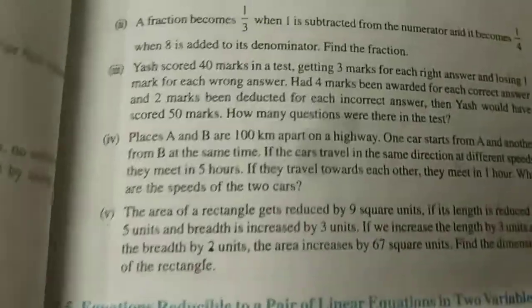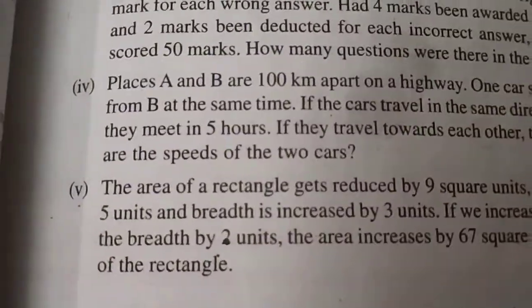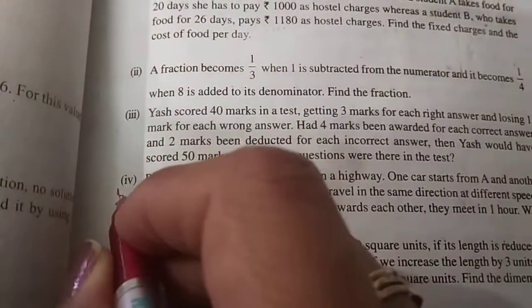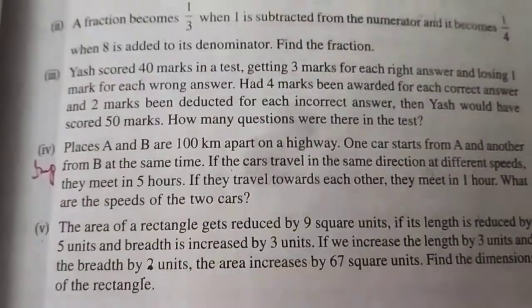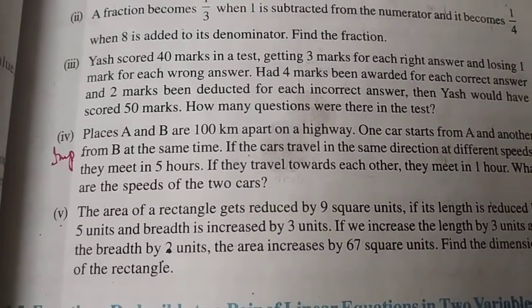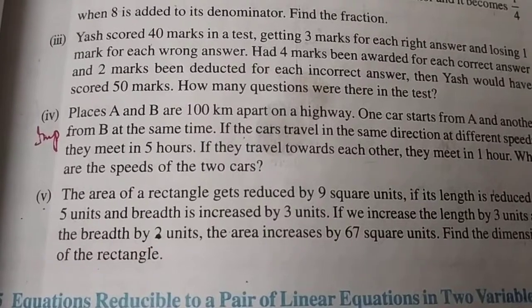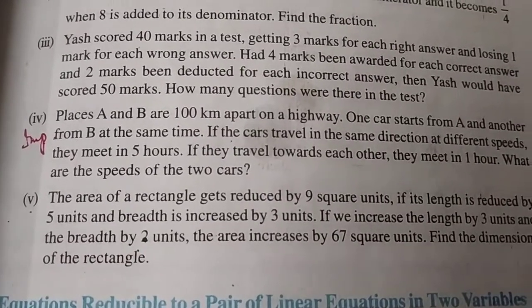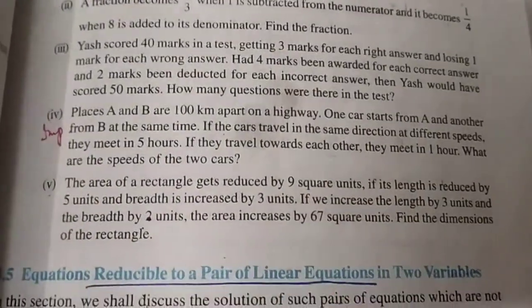Now let's come to the fourth part. It is very important part. Most of the time this kind of questions comes in the exam. It's very important. It's given to you, places A and B are 100 km apart on a highway. One car starts from A and another from B at the same time. If the cars travel in the same direction and at different speeds, they meet in 5 hours.